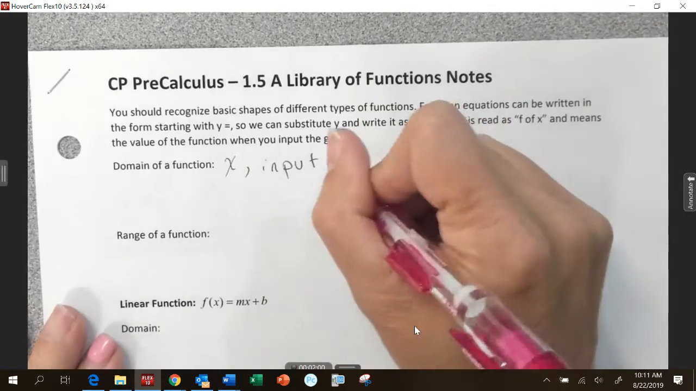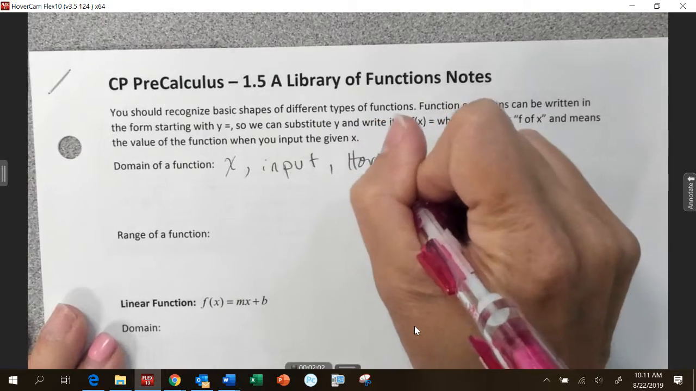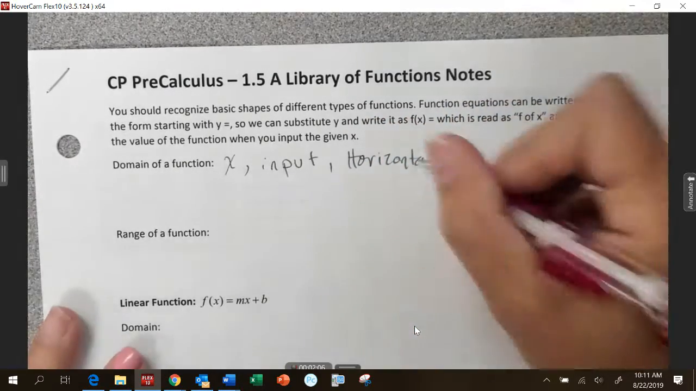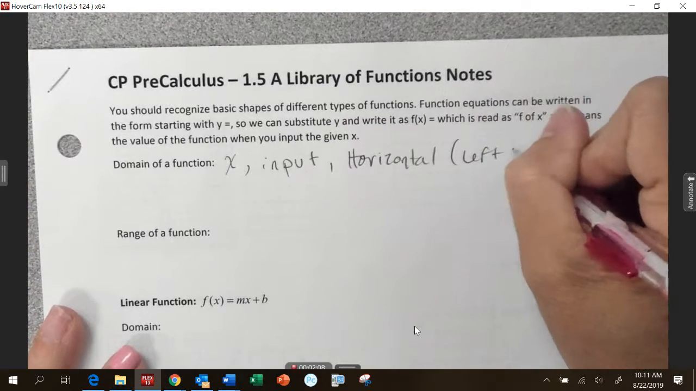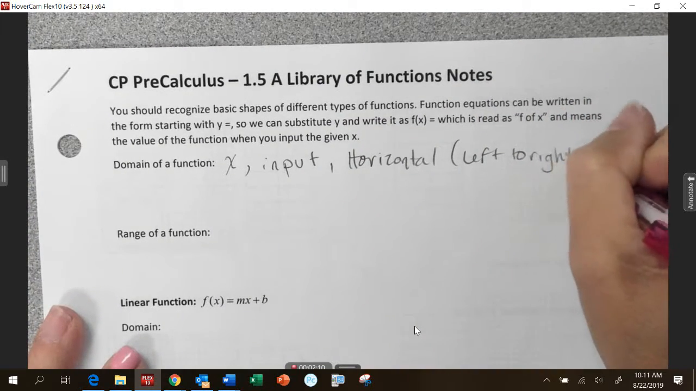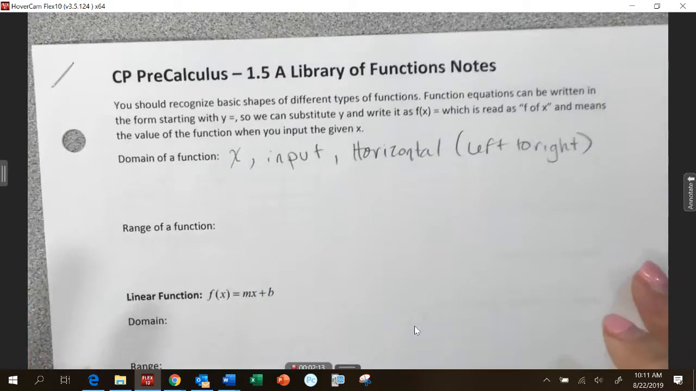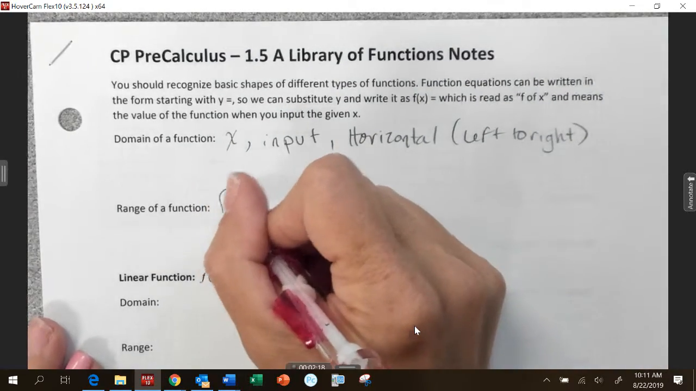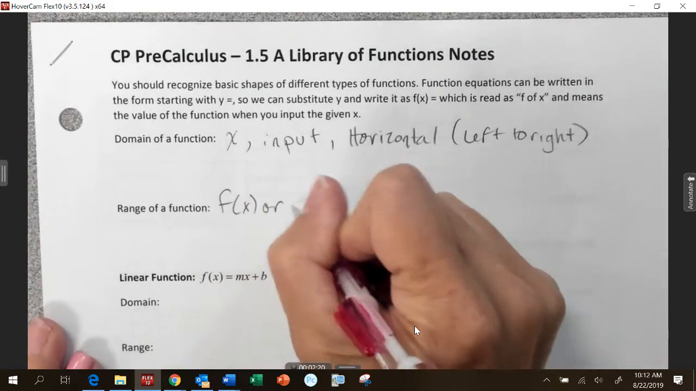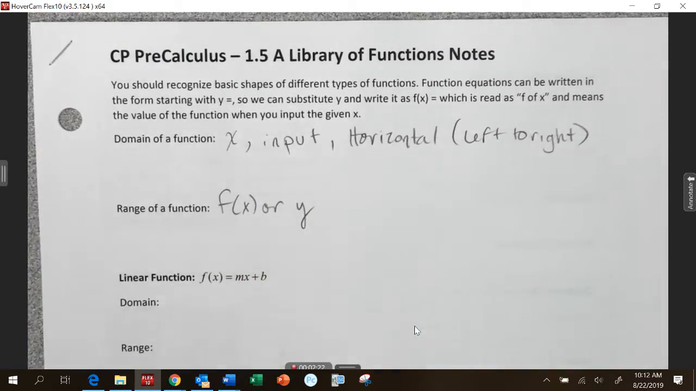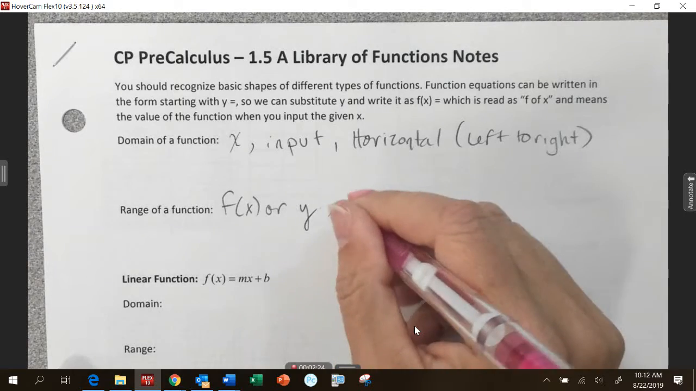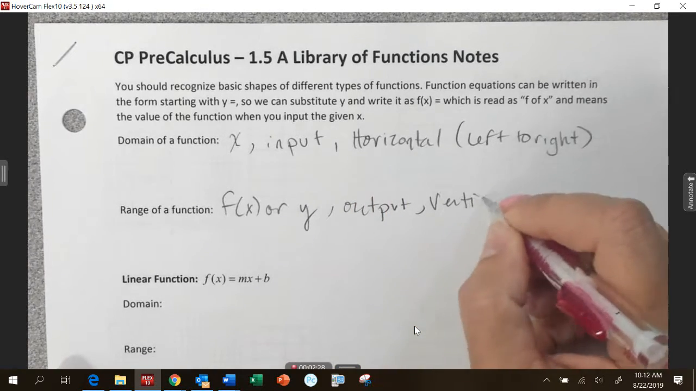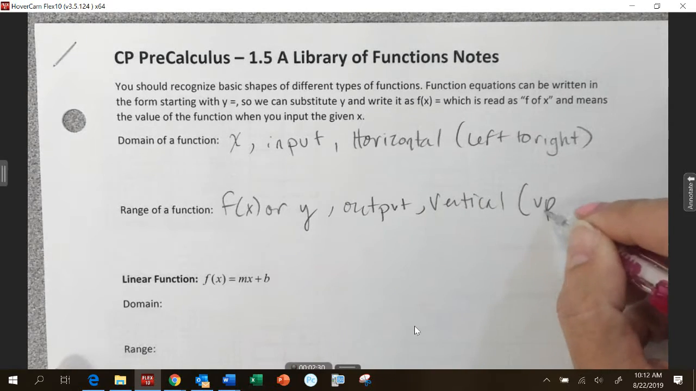When we graph it, that's the horizontal, left to right. And then the range of the function, that would be our f of x, or our y values if we're using y. That would be our output. That would be the vertical, up and down.